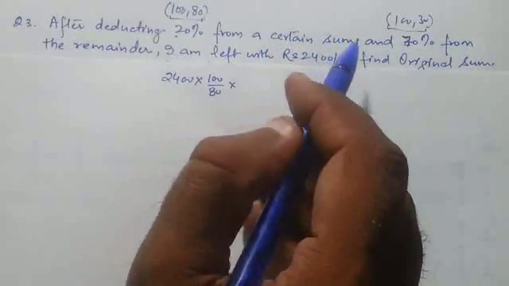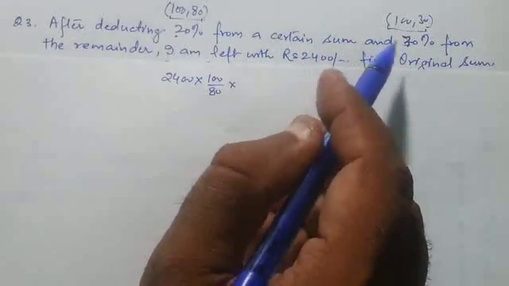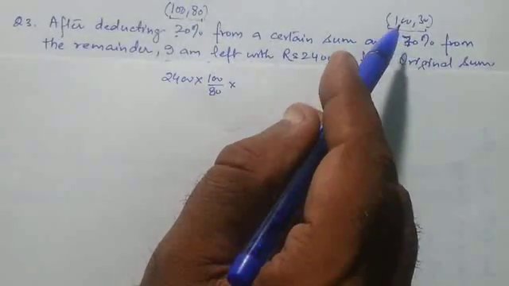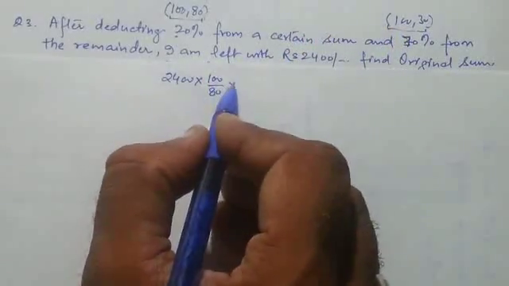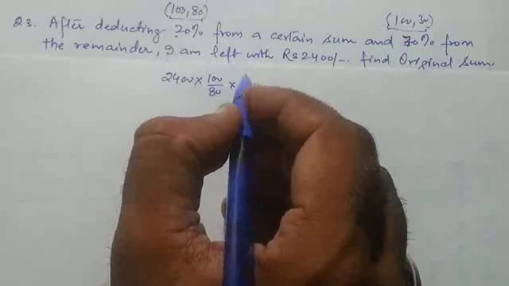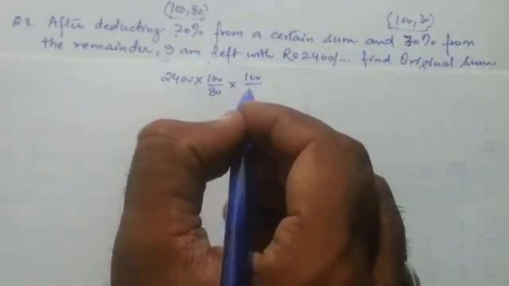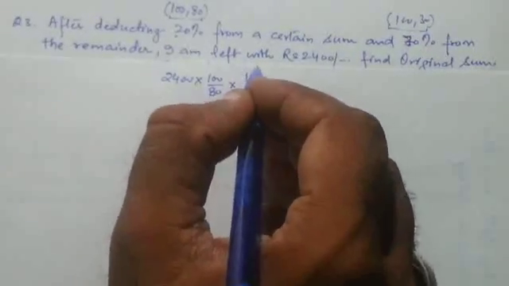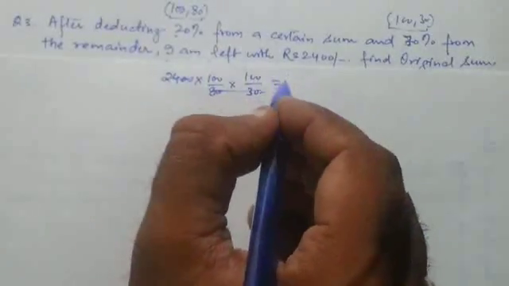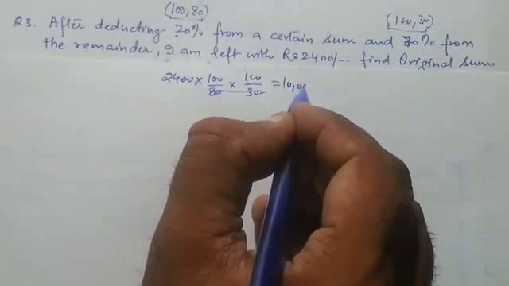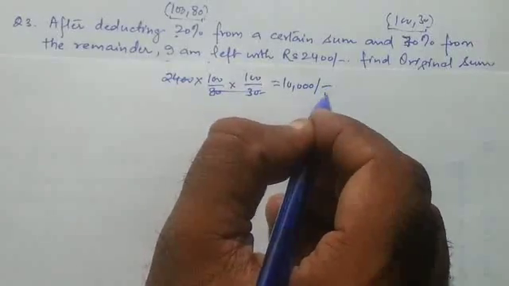And then what I have done? I have deducted 70% of the remainder. So that means my fraction will be from 130. And definitely the initial value is greater than this value. So I'll be multiplying by a fraction equal to 100 upon 30. So I'll be finding the answer, 24 and zeros, so this is equal to 10,000. So the original sum was 10,000.